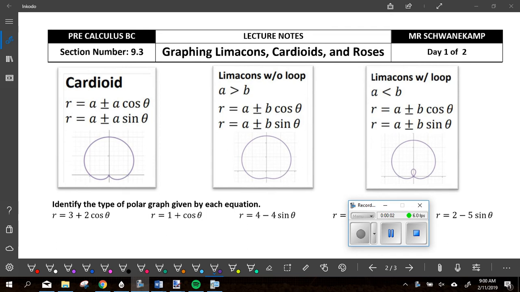All right, so today our focus is on graphing two different shapes. We are graphing cardioids and limacons. All right, it looks like limacon.